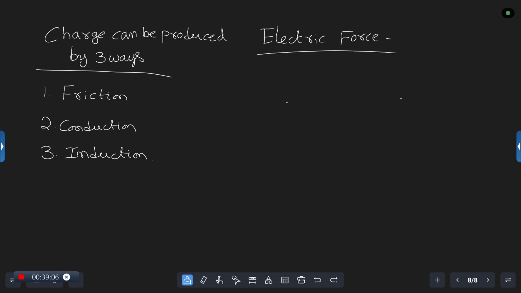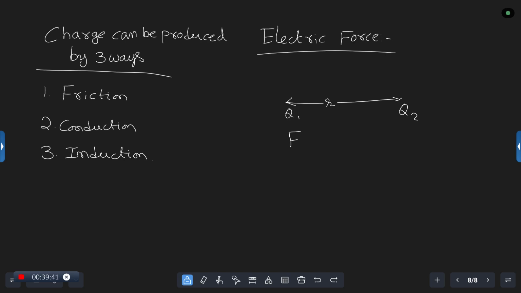For example, you take Q1, Q2 as the 2 point charges. Those 2 point charges are separated by a distance R. So if 2 point charges are separated by some distance R, does electric force exist between the two charges or not? Electric force exists between the 2 point charges.